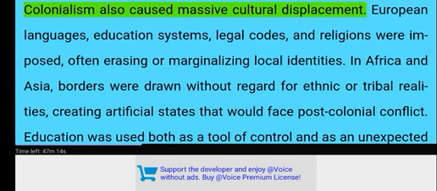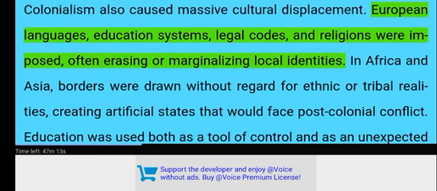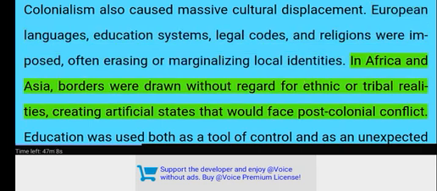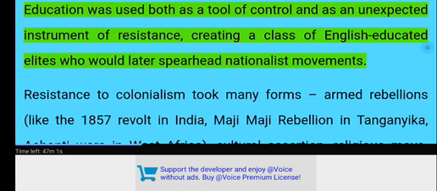Colonialism also caused massive cultural displacement. European languages, education systems, legal codes, and religions were imposed, often erasing or marginalizing local identities. In Africa and Asia, borders were drawn without regard for ethnic or tribal realities, creating artificial states that would face post-colonial conflict. Education was used both as a tool of control and as an unexpected instrument of resistance, creating a class of English-educated elites who would later spearhead nationalist movements.